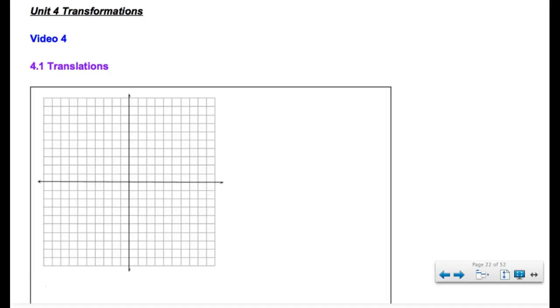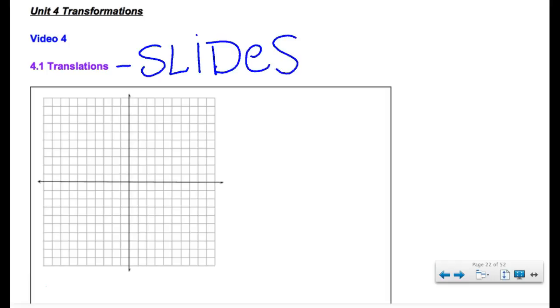They are translations, which means to slide. Really, these are just slides where you're sliding figures around the coordinate plane. We're going to do rotations, where we're turning figures on the coordinate plane. We're going to do reflections where we're flipping things, and we're also going to do dilations, which makes things grow and shrink. So first up is translations.